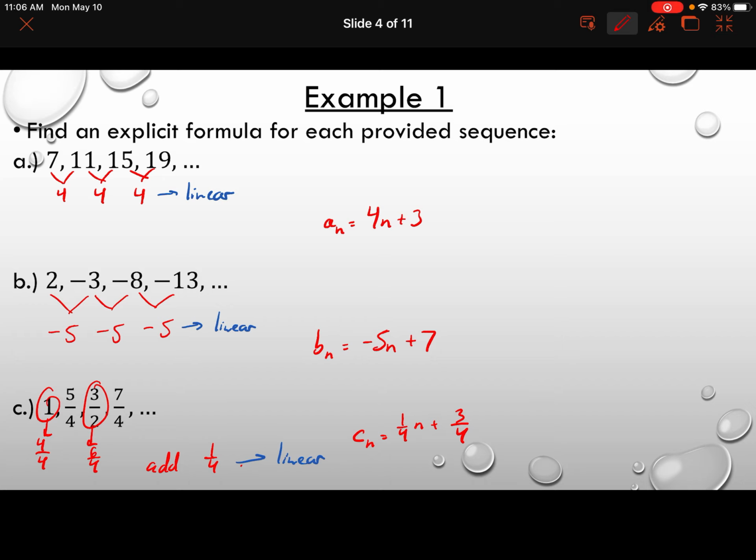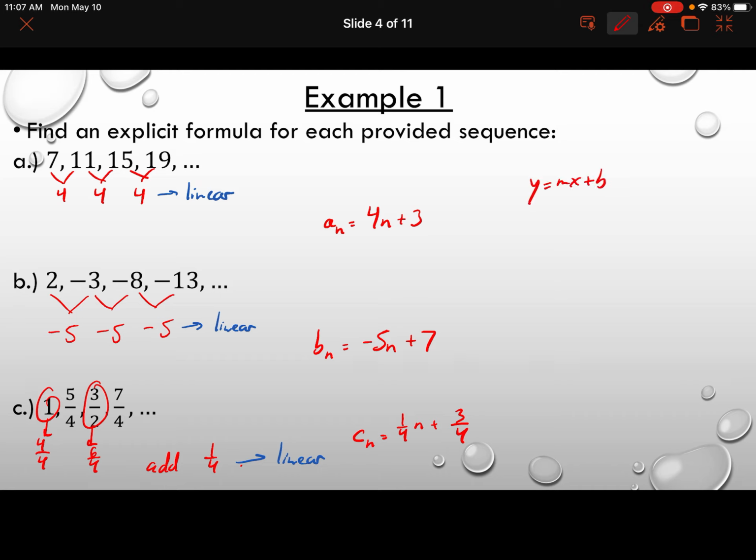Now, you might notice some things here. So once again, for part A, we said we were always adding 4. Well, look at what I ended up with. I ended up with a 4n as our explicit formula. Here we always said we were subtracting 5. Well, there's a negative 5 there, negative 5n. And then for part C, we said we were always adding 1/4. 1/4 n.